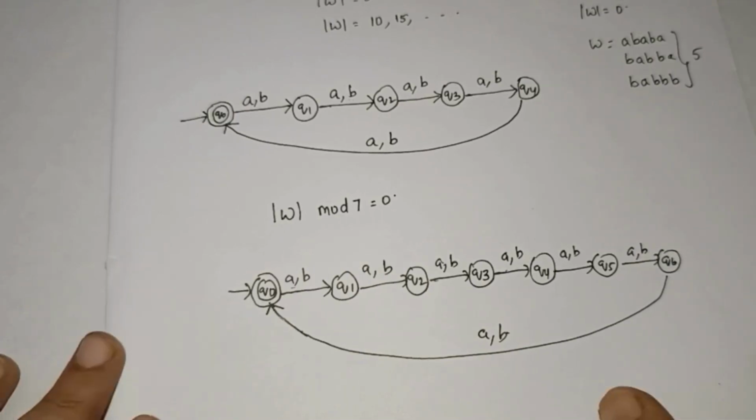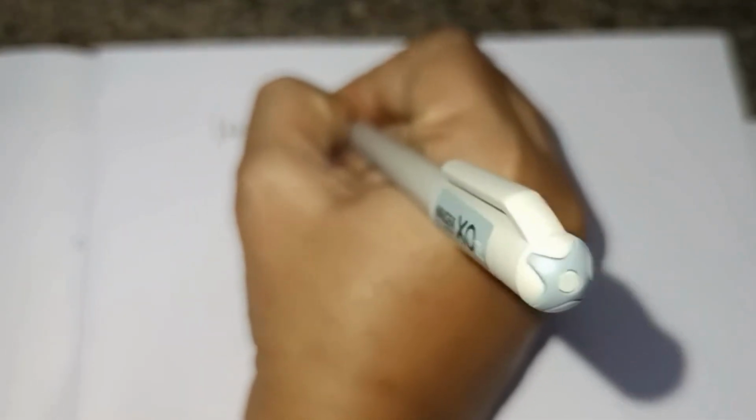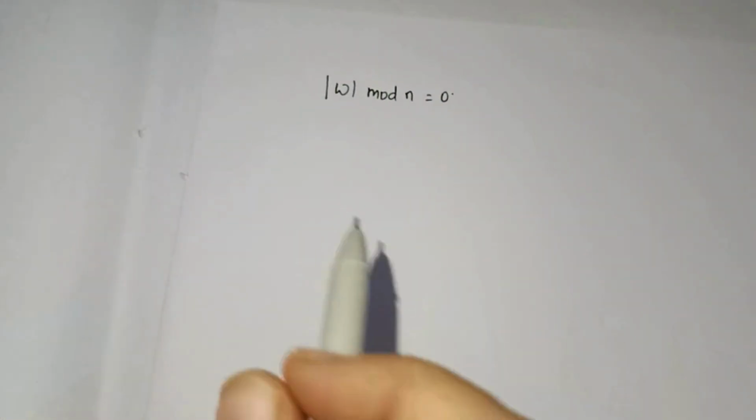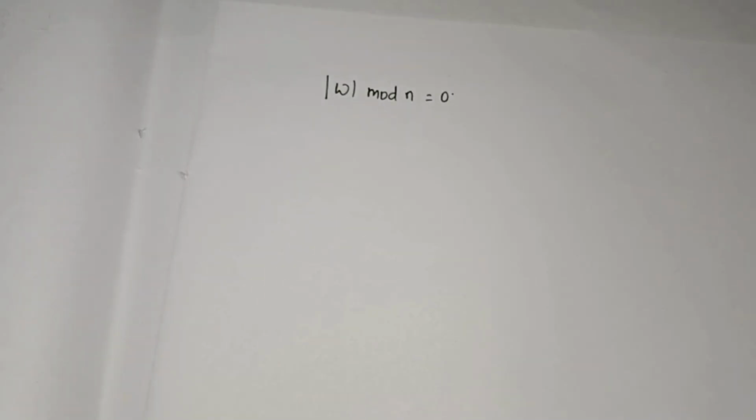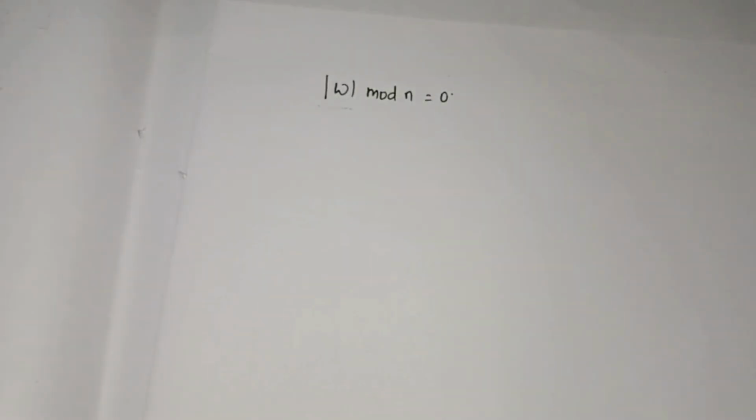Okay. Suppose my question is |w| mod 3, I have taken. So |w| mod 3 is okay. |w| mod 7 we know how to design. Now |w| mod n equals 0. How will you write this? How do you design a DFA for this type of question? So we know how to design for n equals 3, for n equals 5, and for n equals 7 also. So in total, for n, the length of the string should be a multiple of that particular number.